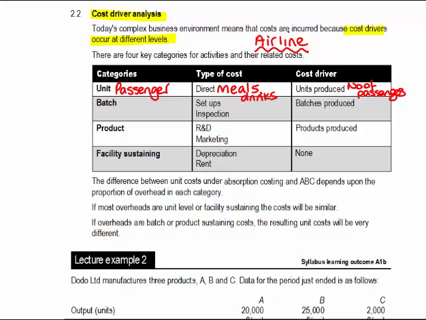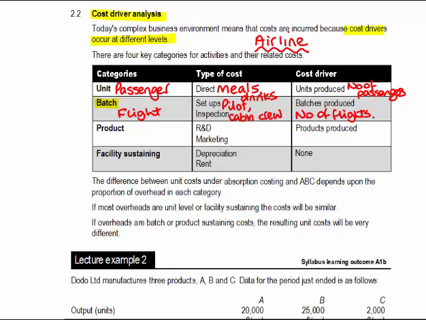Now, moving up to what we call batch as a category, let's call this a flight. So what costs are going to be incurred every time we have a flight? Well, we've got the pilot, hopefully. We've got the cabin crew, so the stewardesses and stewards of the airline. So the number of flights that we actually do is going to drive the cost of those.